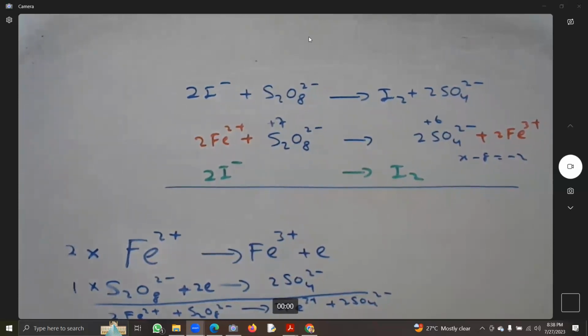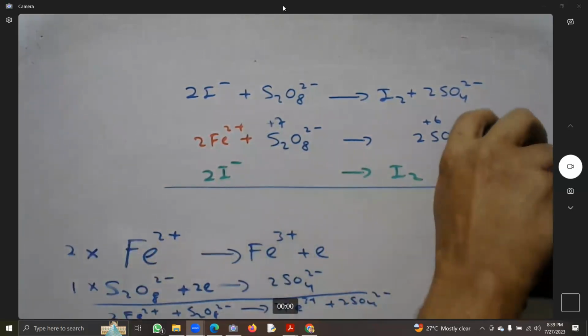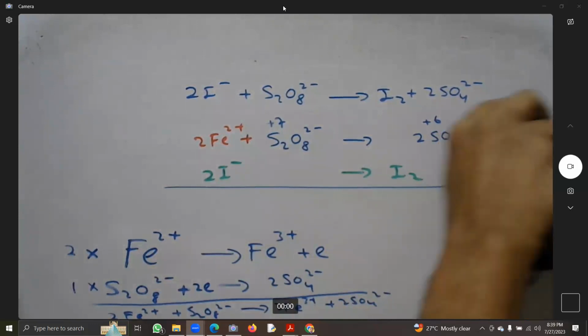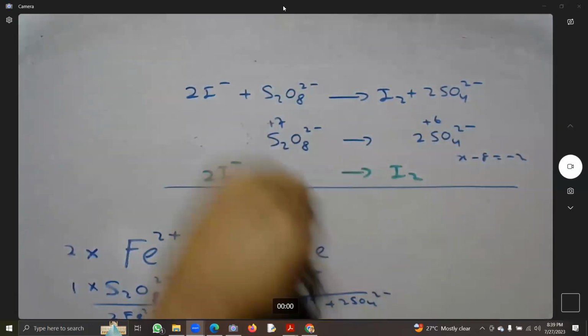Then this is the shortcut. If you want to do this quickly, this is what we do. First check this. Now I'm telling you how to skip this. They are not asking for half equations, so why do you waste time on half equations? Yes, there was something: they asked half equations in electrode potentials. But this sum, they don't.